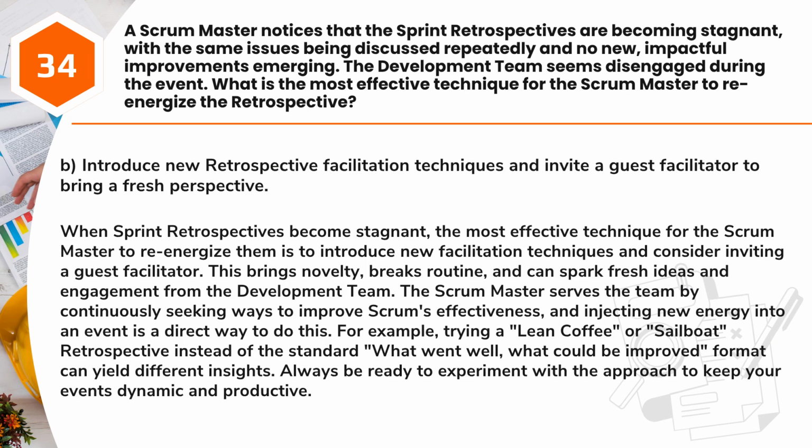Answer: B. Introduce new retrospective facilitation techniques and invite a guest facilitator to bring a fresh perspective. When sprint retrospectives become stagnant, the most effective technique for the Scrum Master to re-energize them is to introduce new facilitation techniques and consider inviting a guest facilitator. This brings novelty, breaks routine, and can spark fresh ideas and engagement from the development team. The Scrum Master serves the team by continuously seeking ways to improve Scrum's effectiveness, and injecting new energy into an event is a direct way to do this.